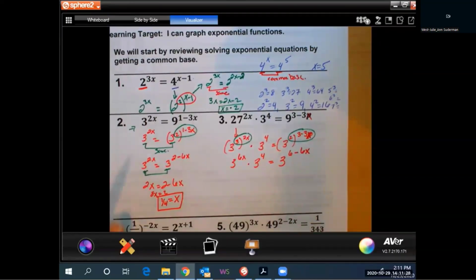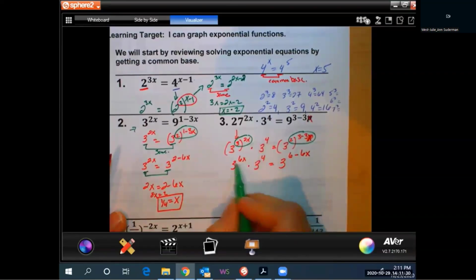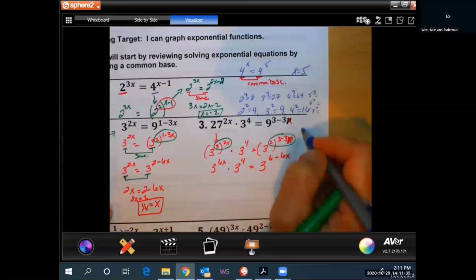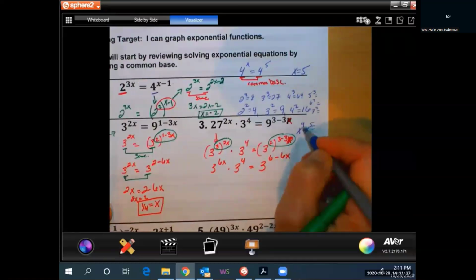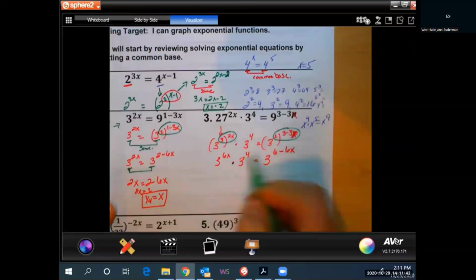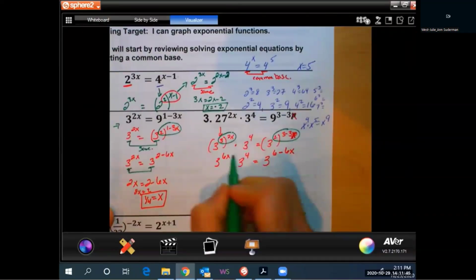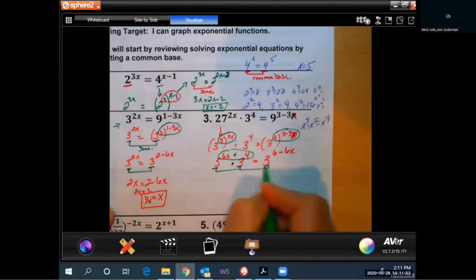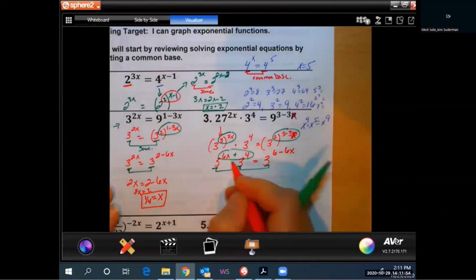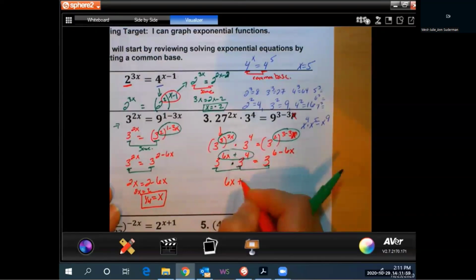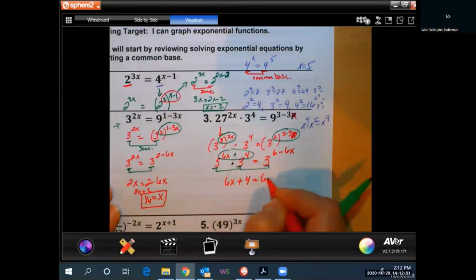So that's the power rule, but we also have this addition rule. Remember, when you multiply like bases, you add the exponents. So you have to be careful here. Here we're multiplying these two bases, so we're going to add those two values together. Now that all my bases are the same, I can just look at the exponents. I'm going to have 6x plus 4 equals 6 minus 6x.